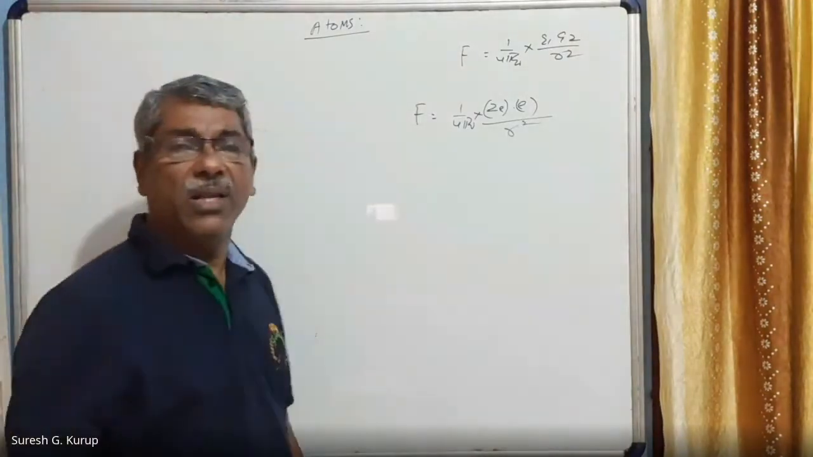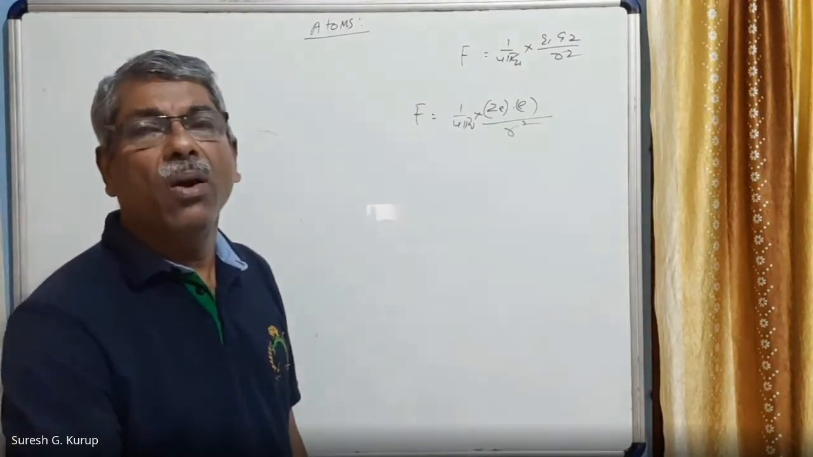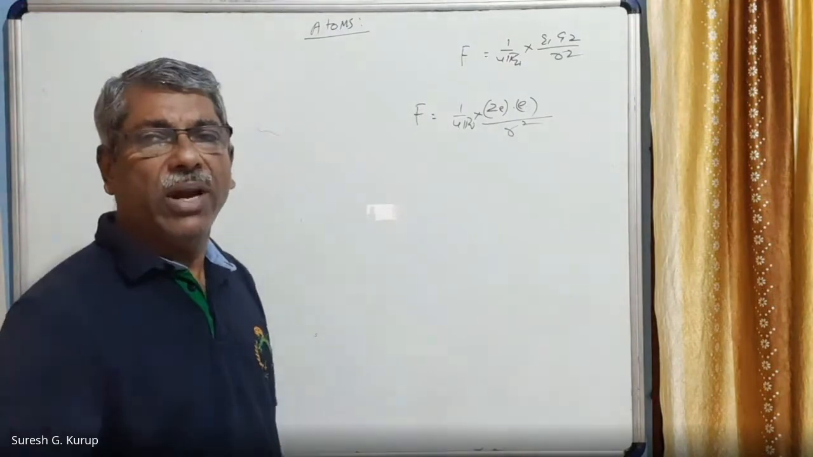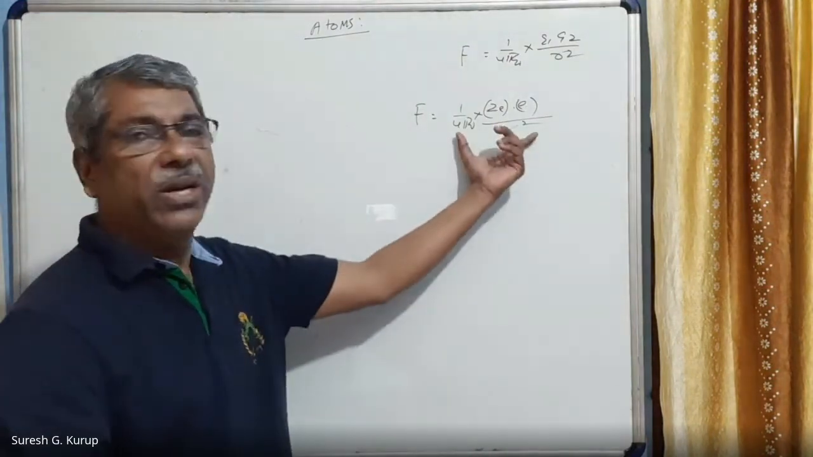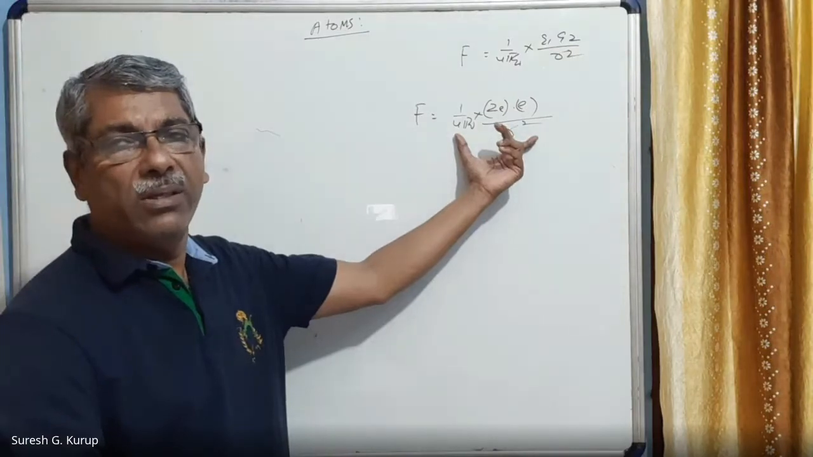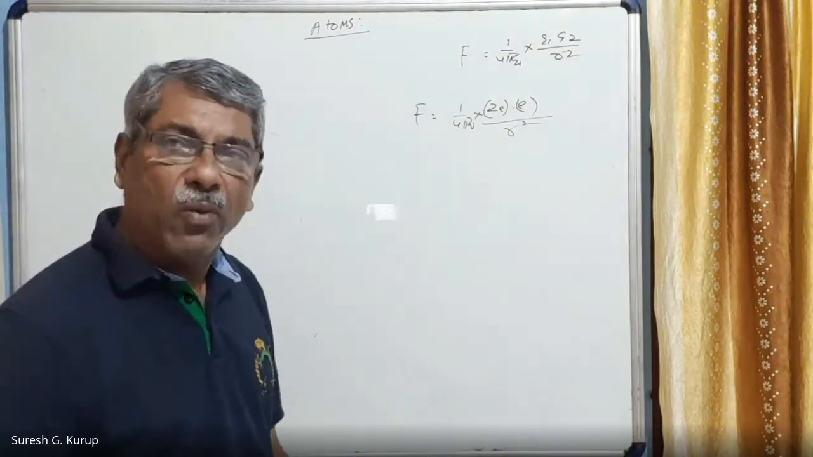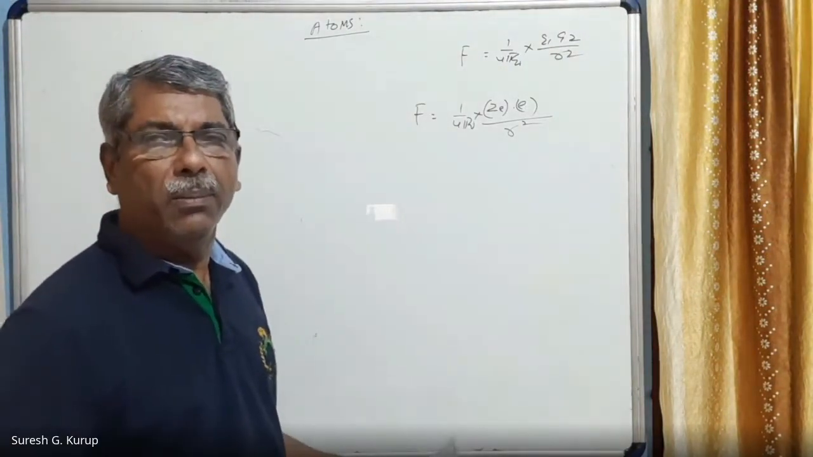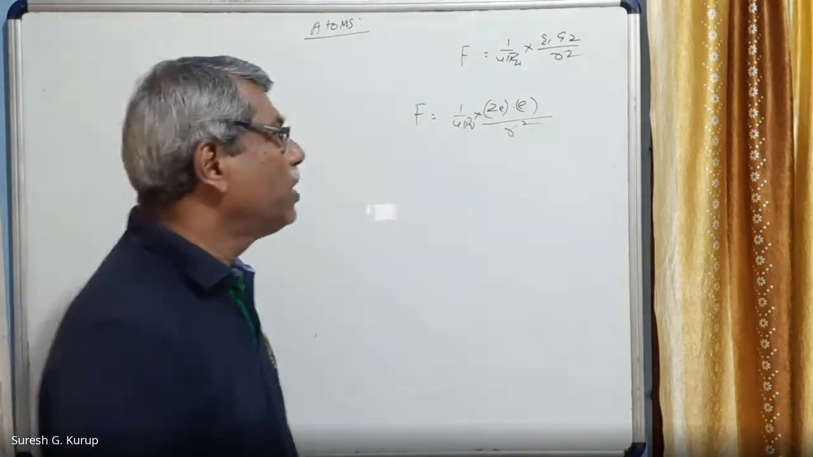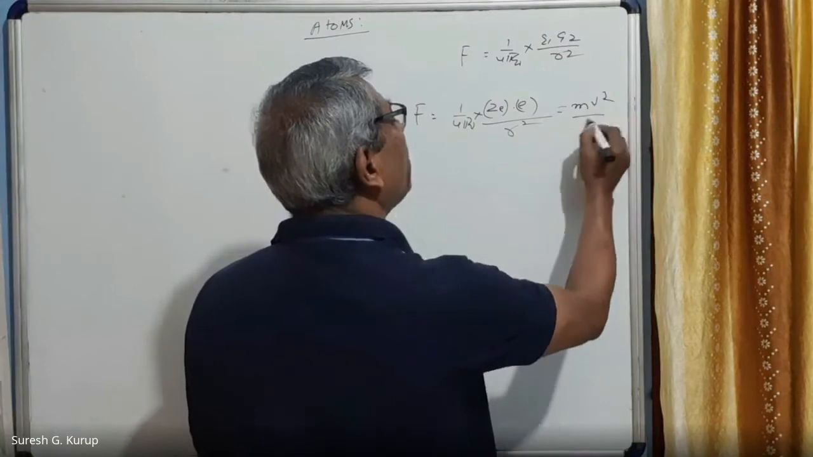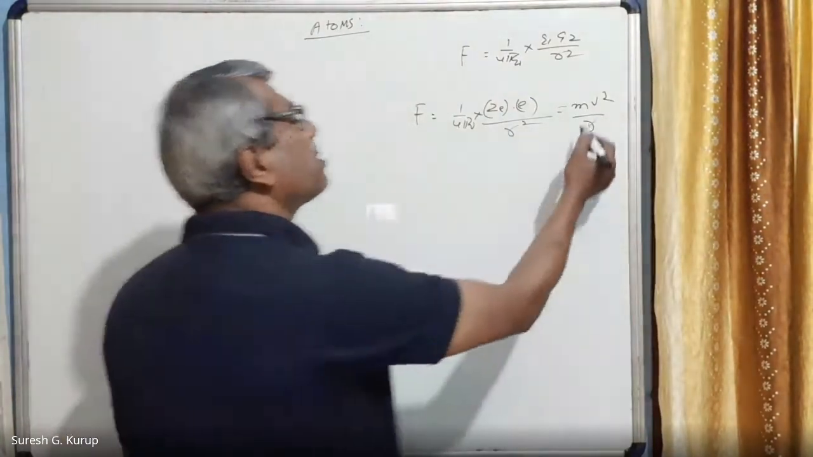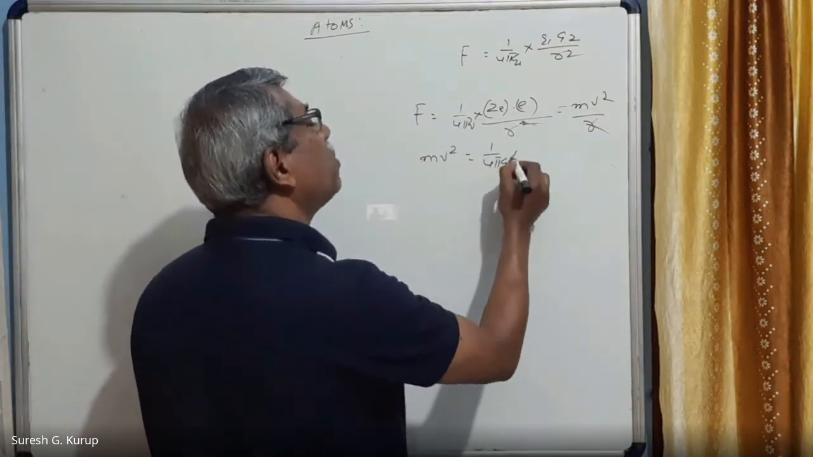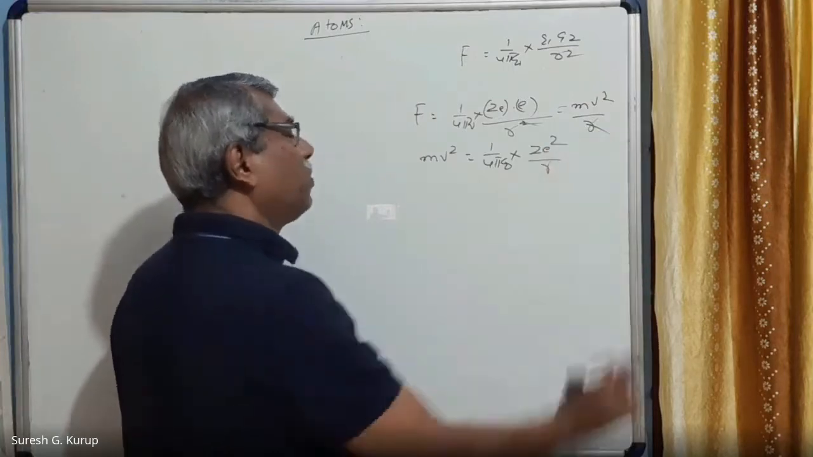What is R? R is the radius of the circular path in which the electrons are orbiting. Then there is a force of attraction between the electrons and the nucleus. That electrostatic force is given by 1 by 4 pi epsilon 0 into Ze into e divided by R square. This provides the centripetal force, which is equal to m v square divided by R. This R and R cancels. So we can write m v square is equal to 1 by 4 pi epsilon 0 into Z e square divided by R.